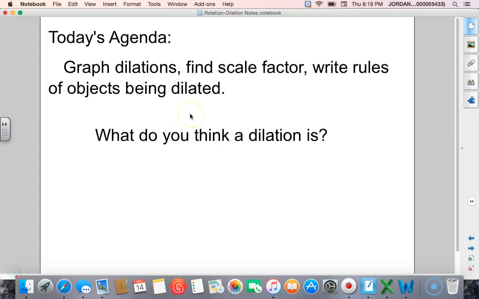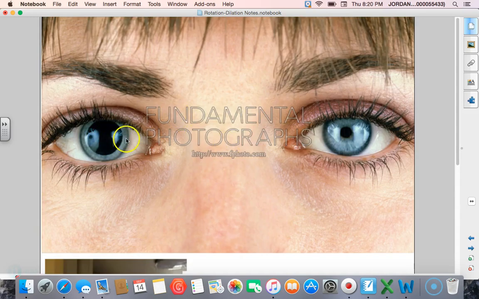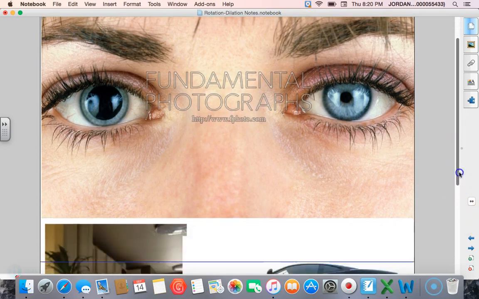All right, so what do you guys think a dilation is? Just think about that for a second. What is a dilation? When have you heard that word, and what have you heard it talking about? Hopefully, you've heard it talking about eyes. You go to the eye doctor, get your eyes dilated. So this is a dilation. You can see you got a pupil right here. It's small, and then when it gets dilated, it gets really big. So that's an example of a dilation.